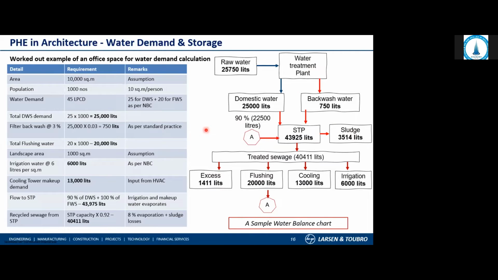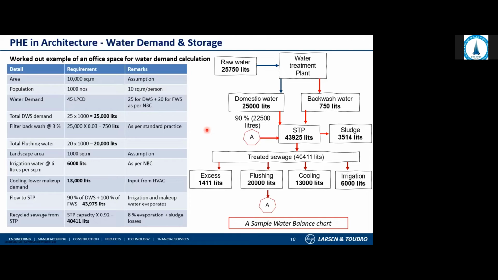So here I just show a small worked out example so that it can give you some idea how these water demands are calculated. We have seen the various per day requirements: let's say for residential 135, for office and all 45, and for hospital close to 450.